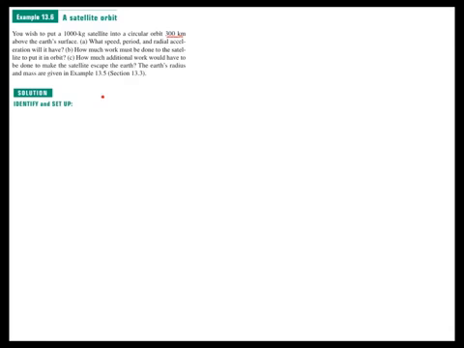So let's begin with the equations that we'll need. The main one is equation 13.10 that tells us the speed of a satellite in a circular orbit of radius r. And here's the equation for the radial acceleration. The period of the satellite, of course, is 2 pi r over the speed.